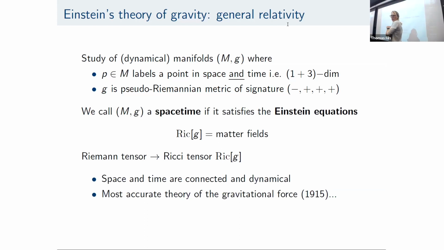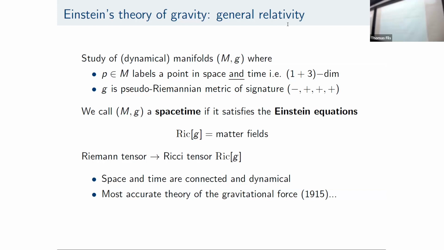Now, we call this manifold a spacetime if it satisfies the so-called Einstein equations. On the left-hand side of the Einstein equations, it's something involving curvature. It's the Ricci tensor, which is a contraction of the Riemann curvature tensor. So on the left-hand side, we have some notion of curvature. And on the right-hand side, we have another thing which I've just put here as matter fields. We have matter on the right-hand side.